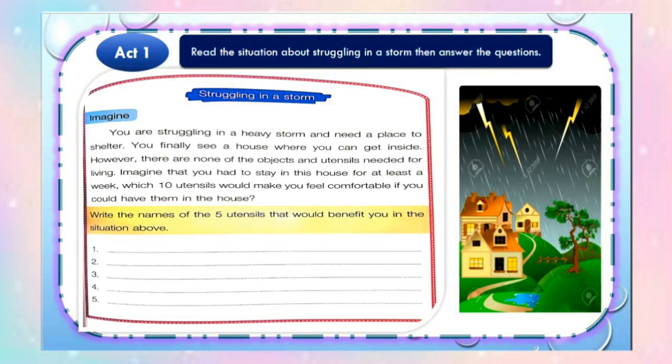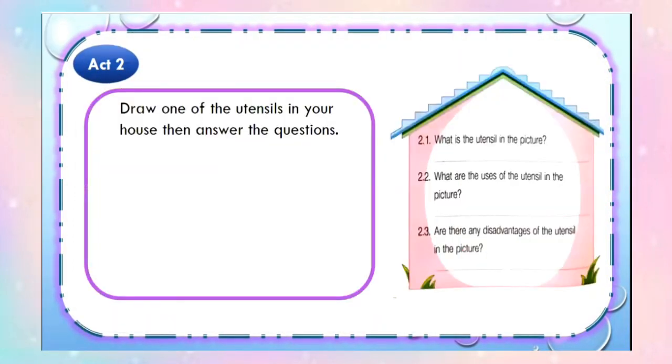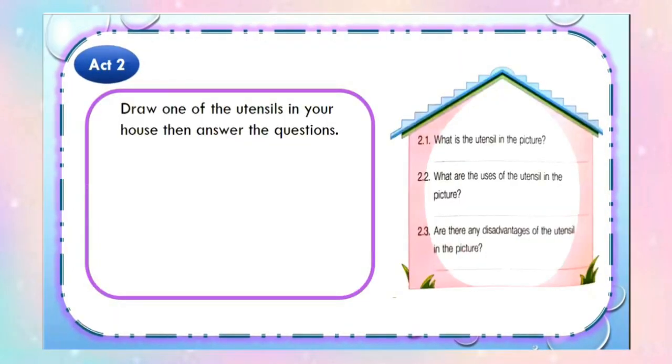Only 5. Next, number 2, the second activity. Draw one of the utensils in your house, then answer the question here. So you can read it, right? And that's all. No need for a speaking activity because you have a lot of homework now. So I don't want you to be tired, okay?